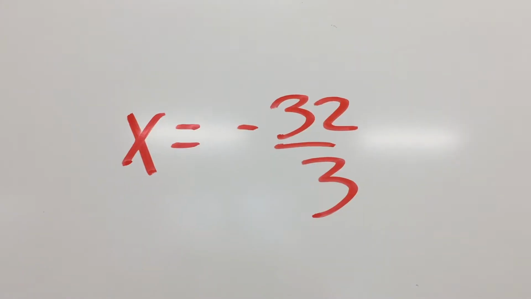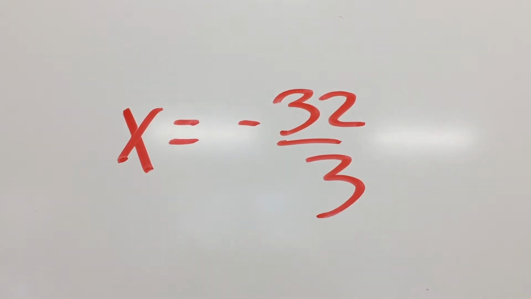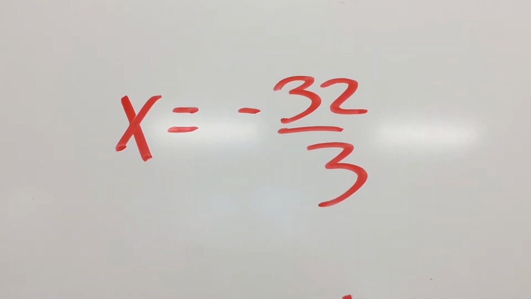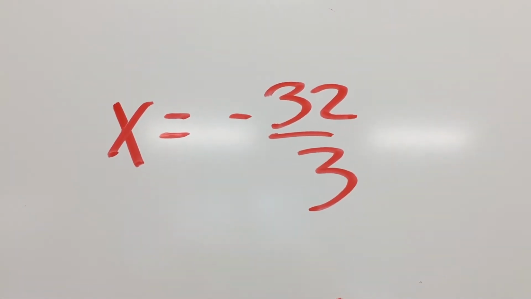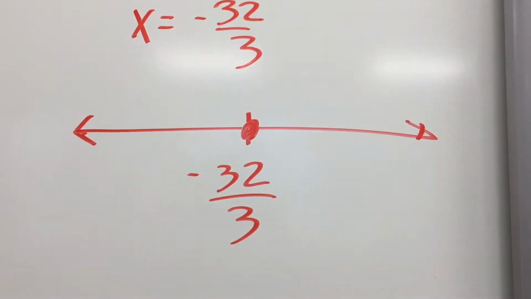Inequalities are similar to equations in the sense where there's a number of solutions that make the statement true rather than one, none, or infinitely many. Graphically, how do we see this? Well, for a solution like this, it's a single point. So if we look at a number line, it's just that one point on the number line.